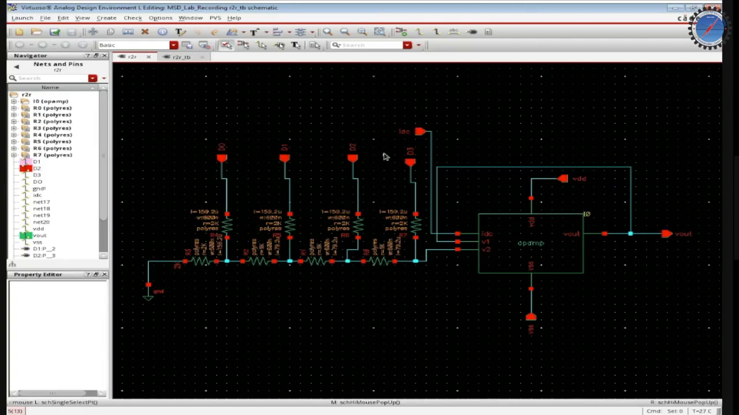So D0, D1, D2, D3 are the bit values. This is going to be a 4-bit DAC, so these are the 4 bits. If the value is high, then the switch is turned on, or that particular bit is high. By simple basic circuit analysis, you can work out the value of voltage corresponding to the case when each of these switches is turned on.